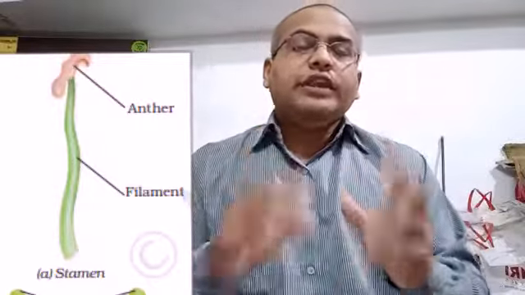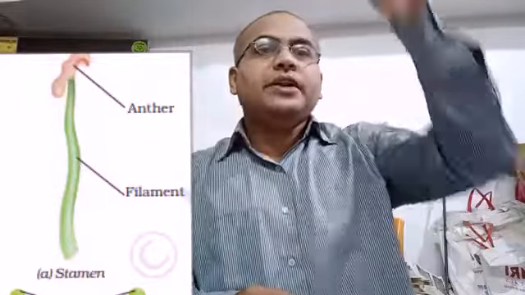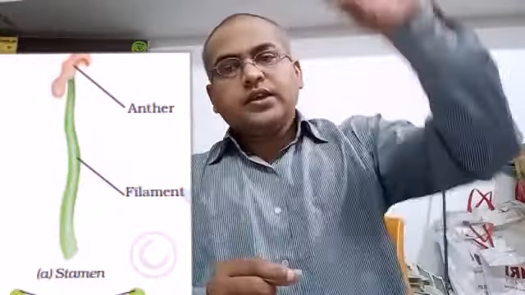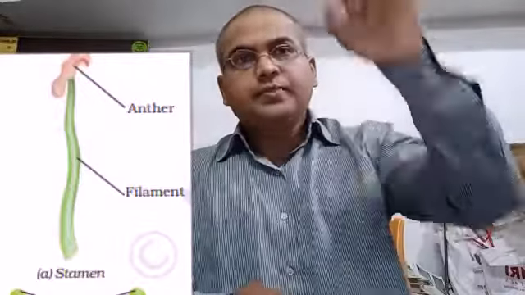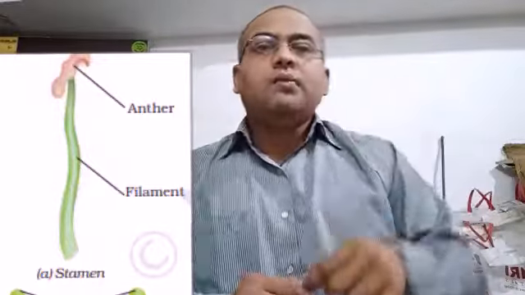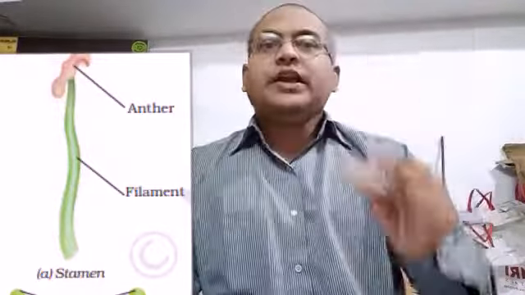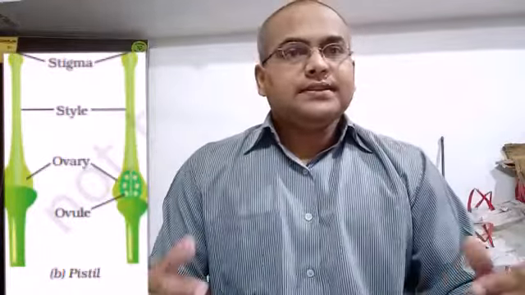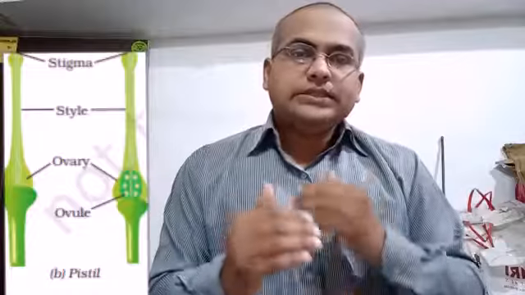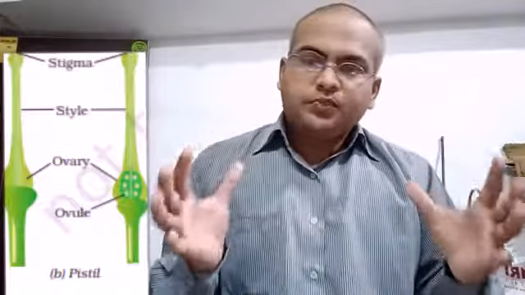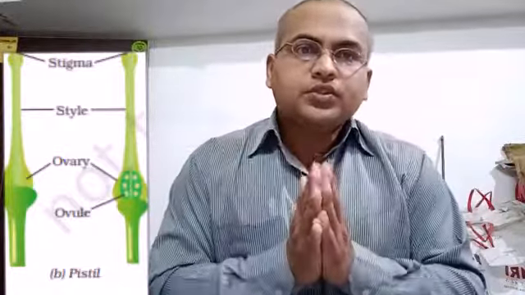I told you that the ovary is there. From the ovary there is a stalk-like structure called the style, and on its tip there is a sticky part called the stigma. On that, the pollens will fall, and then they form a tube-like structure inside the style, and through that the pollens come inside the ovary. Inside the ovary, ovules are there, so the pollens and ovules mix together.